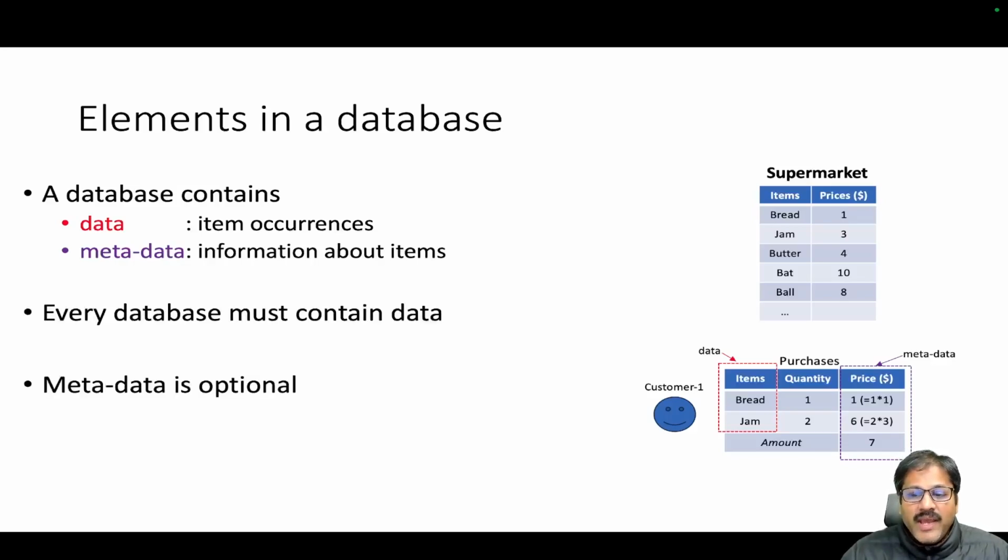Henceforth, we have the following two rules. The first one is every database must contain data. That is rule 1. And rule 2 is metadata is optional. If your database doesn't have metadata, it is fine. There are algorithms that can understand the data alone and extract the patterns from them. So these are the elements.